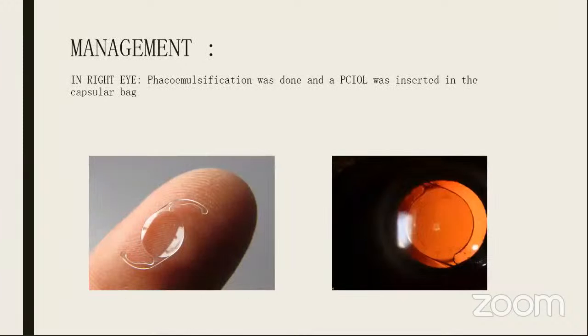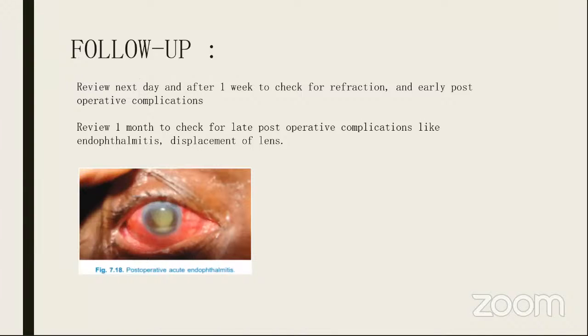As management in the right eye, phacoemulsification was done, and PCIOL was inserted in the capsular bag. A review was advised the next day and after 1 week to check for refraction and early postoperative complications, and after 1 month to check for late postoperative complications.